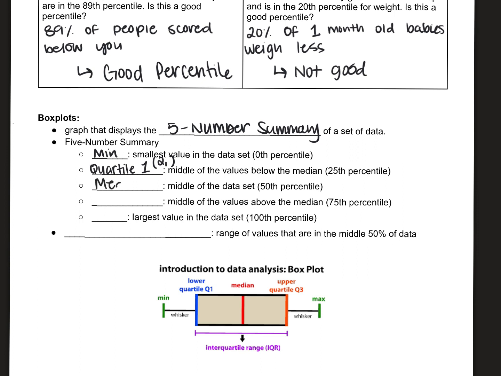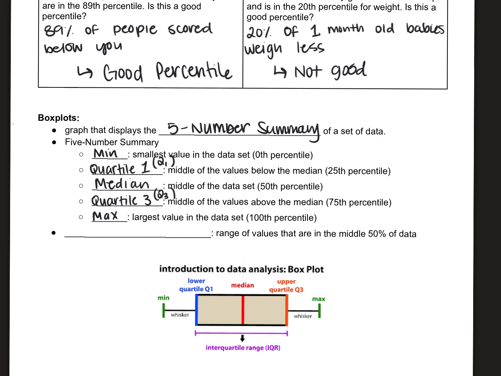Then we have our median, which we've already discussed is the middle of your data set, also known as the 50th percentile. Then we have something called quartile 3, also known as Q3, and it's the middle of the values above the median, also known as the 75th percentile. And then lastly, we have our max, which is the largest value in our data set, referred to as the 100th percentile.